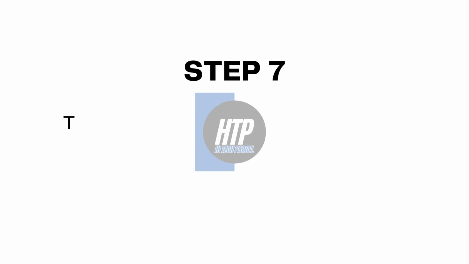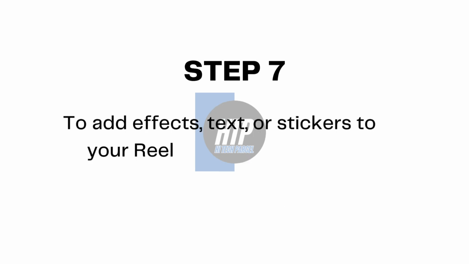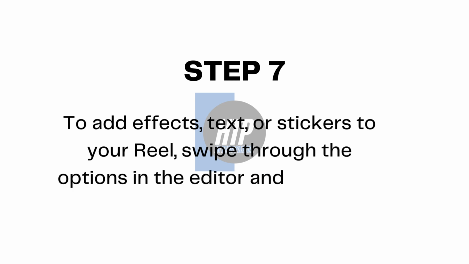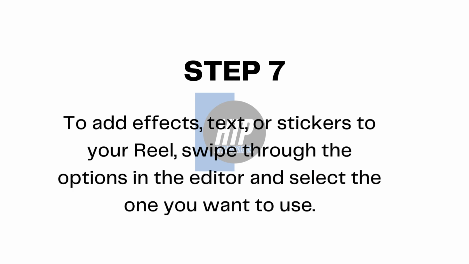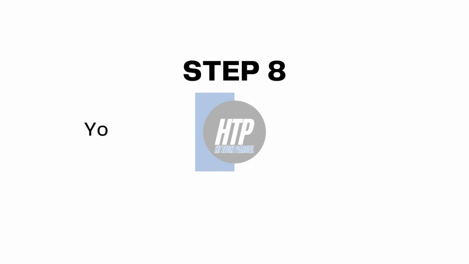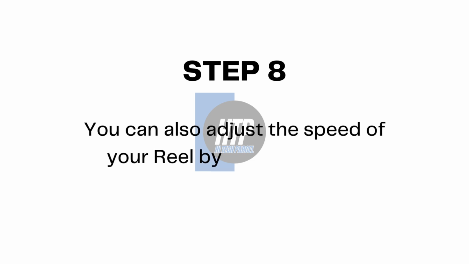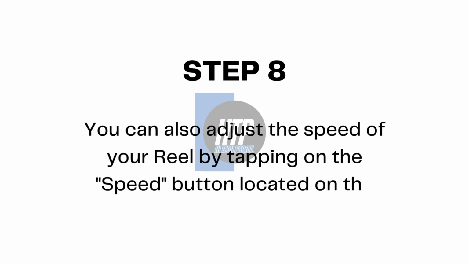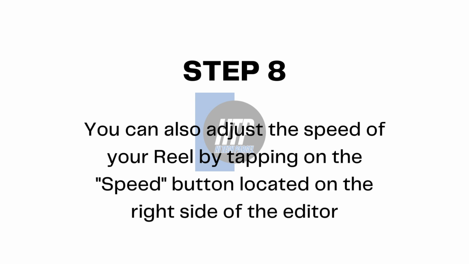Number 7. To add effects, text or stickers to your reel, swipe through the options in the editor and select the one you want to use. Number 8. You can also adjust the speed of your reel by tapping on the speed button located on the right side of the editor.